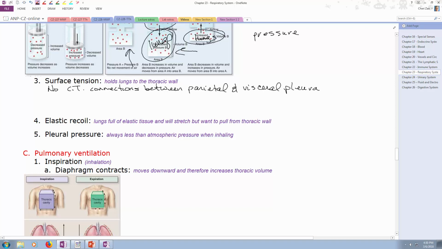Instead, we have serous fluid between the two surfaces, causing increased surface tension, or so to speak, stickiness.